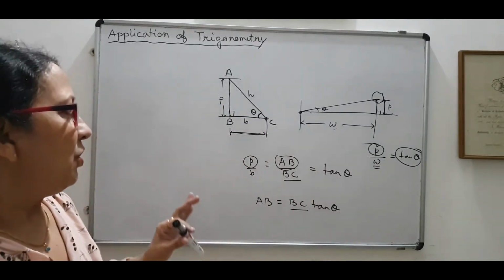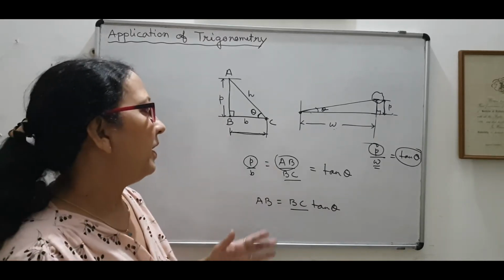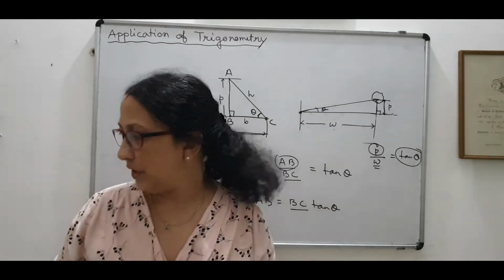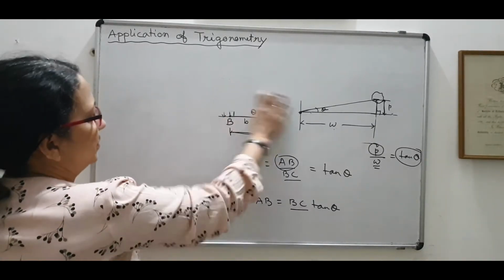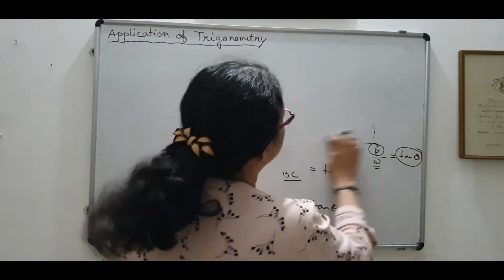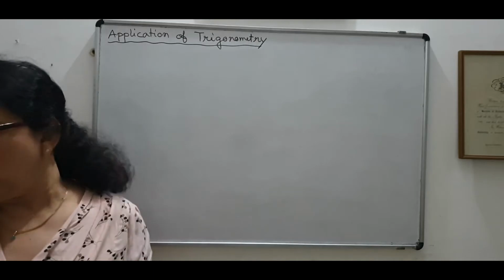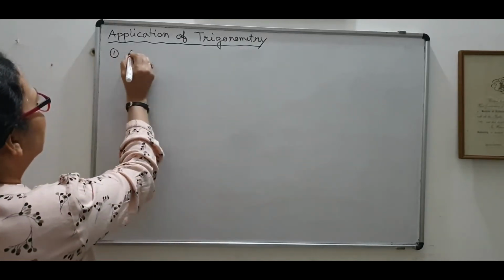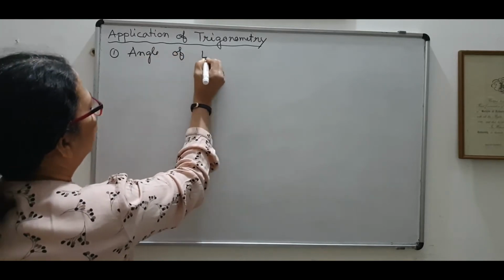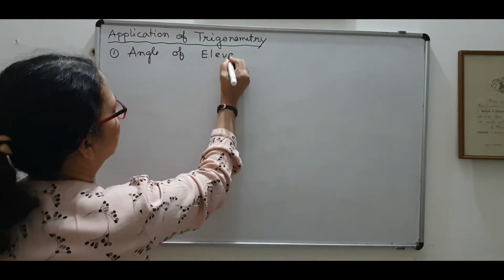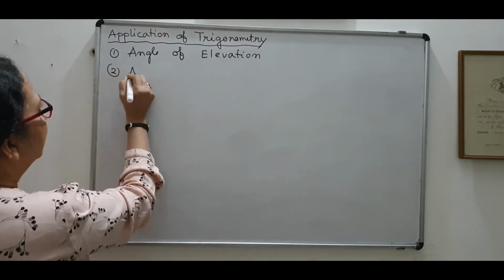Okay. So now I will be solving some questions where I will be showing the applications. Before that, you have to know two very basic terms, which are very much essential in this kind of application of trigonometry. These are two terms. Let me write them down. The first one is known as angle of elevation, and the other one is angle of depression.